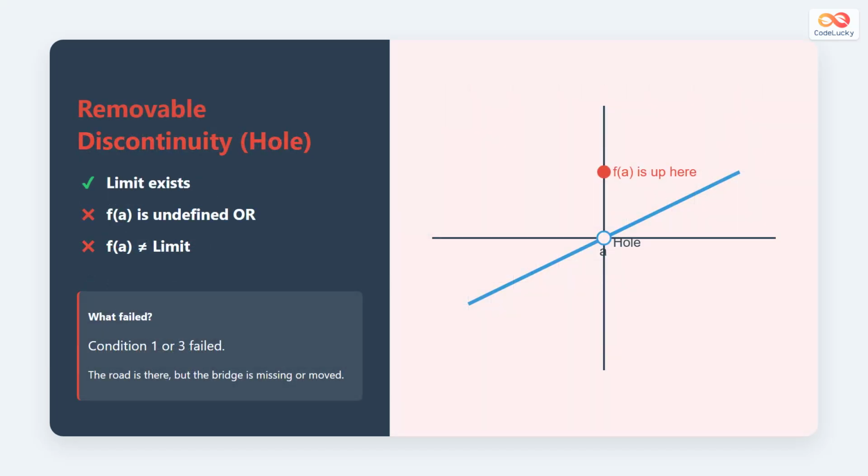Now let's look at ways this can fail. This is called a removable discontinuity, often just called a hole. Here, the limit exists because the paths meet. However, the actual point f of a is either undefined or located somewhere else entirely. The bridge is missing from the road.